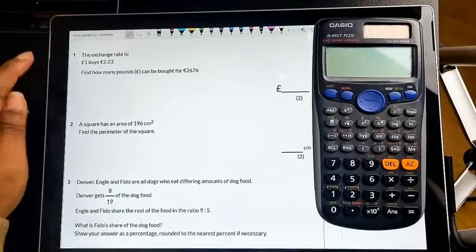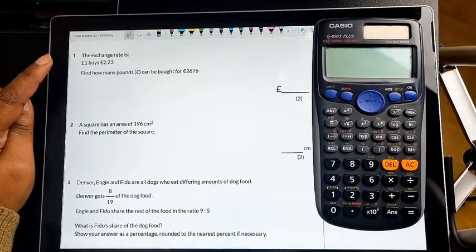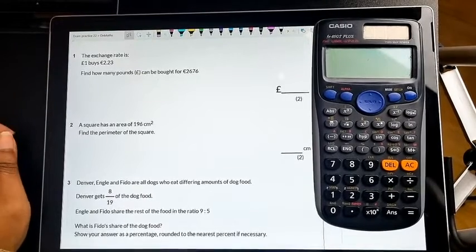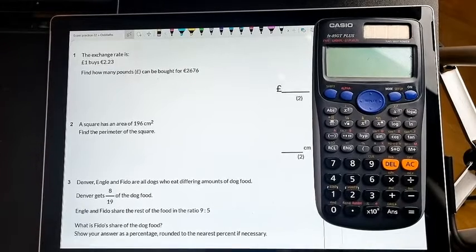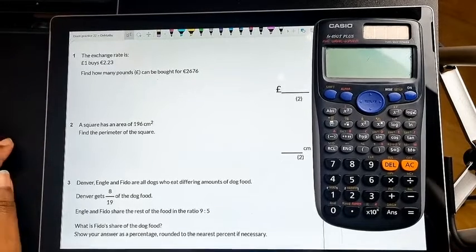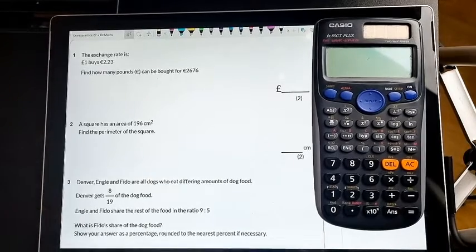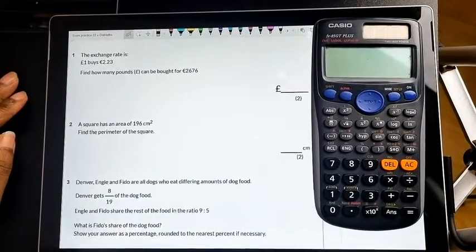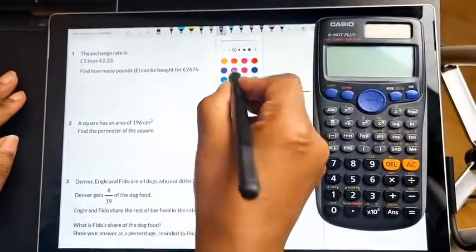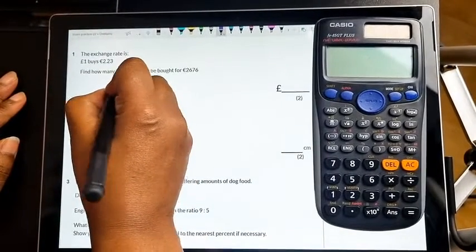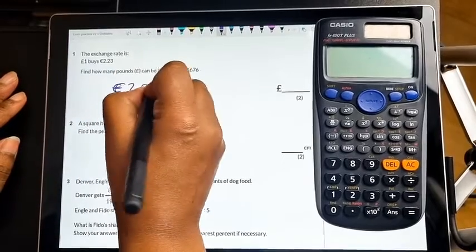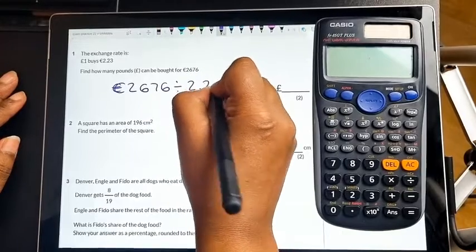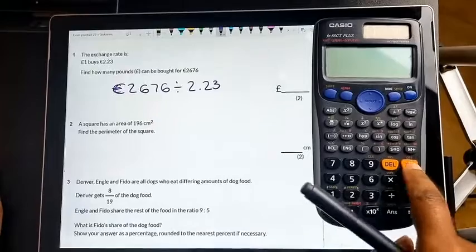And we have the first one, which is an exchange rate. So the exchange rate is £1 buys 2.23 euros. Find how many pounds can be bought for 2,676 euros. So to find out, you need to divide, because you already have the value for euros there. So you just have to divide. So you have 2,676 divided by 2.23. Because I know that, I'm going to plot that onto the calculator.